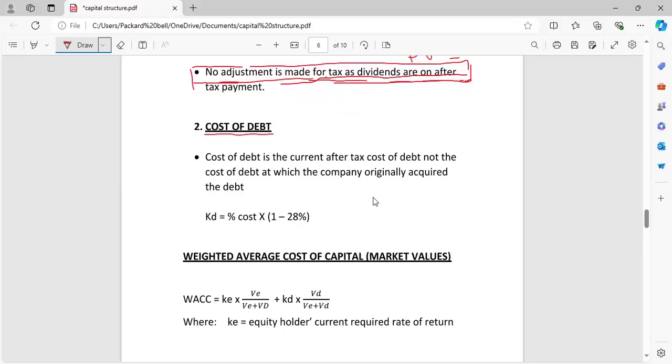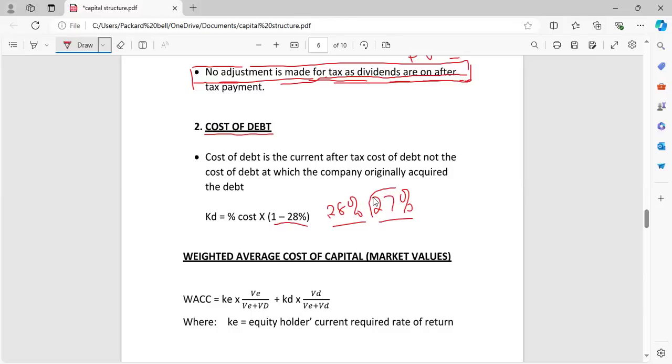The cost of debt we should just apply after tax. Remember, I did these notes when the tax rate was 28%, but the current tax rate is 27%. Always look at the question. Some questions might still keep to the 28%. So don't rely on the current rate. Look at what the question is saying. Does the question say I must use 27% or I'm going to use 28%?